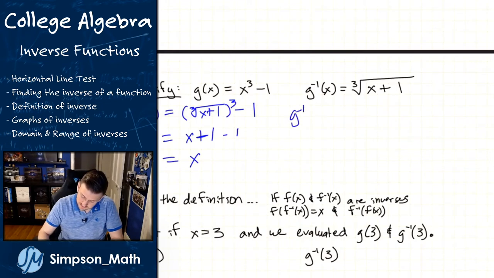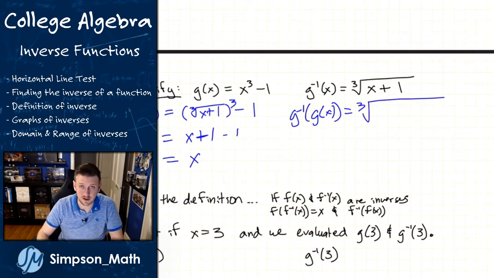All right, so now g inverse of g of x is the cube root of, big open parentheses, plus 1. So that's my g inverse. And now I'm going to write in the g of x inside.